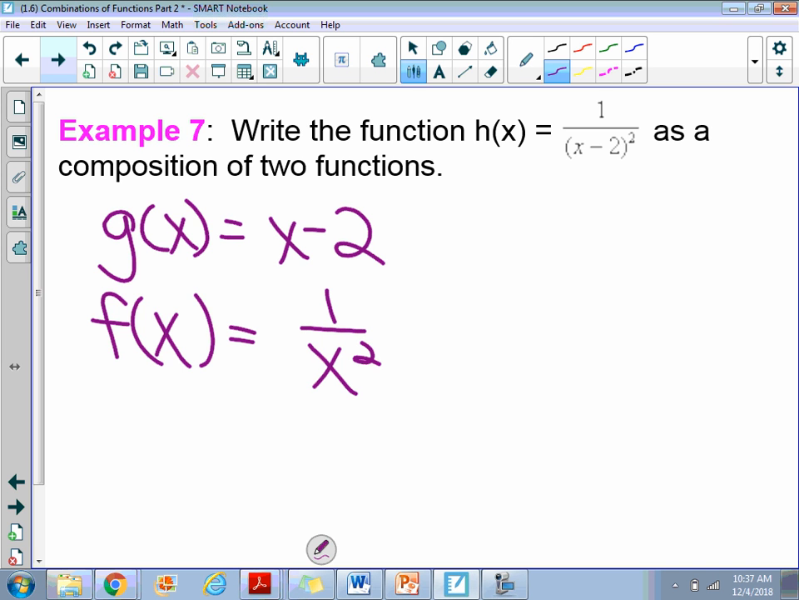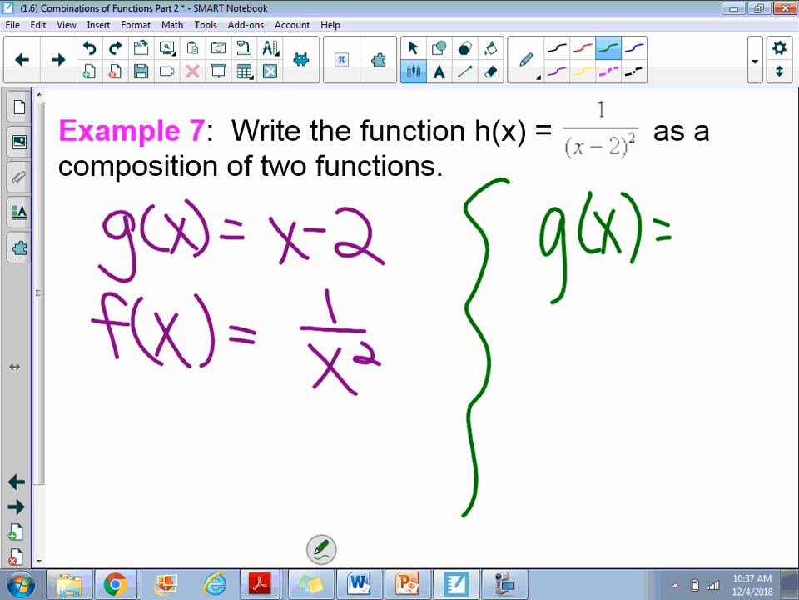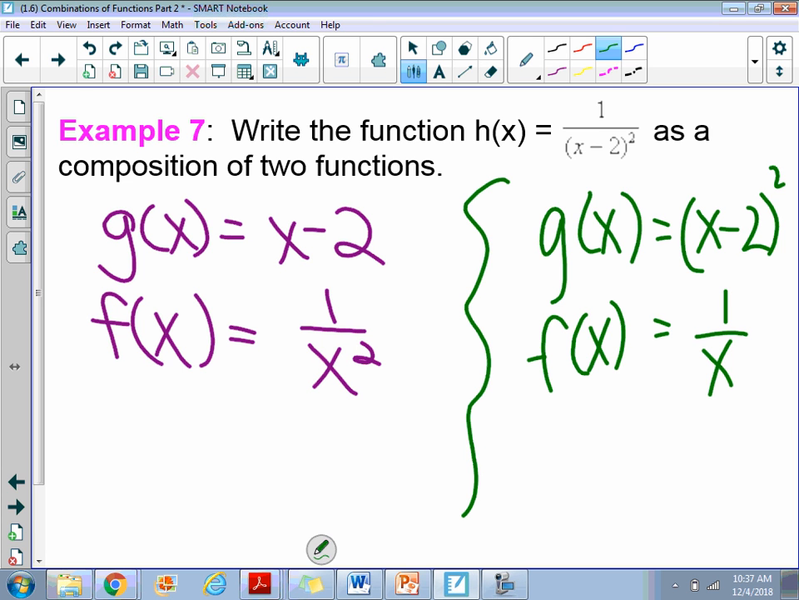Couldn't you also do, as another option, couldn't I make my G function x minus 2 squared? And couldn't I make my f of x function 1 over x? Yeah. Is one better than the other? No, they are both options. Do I have any questions?